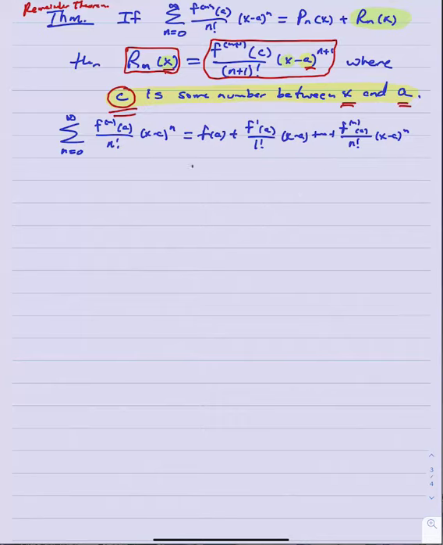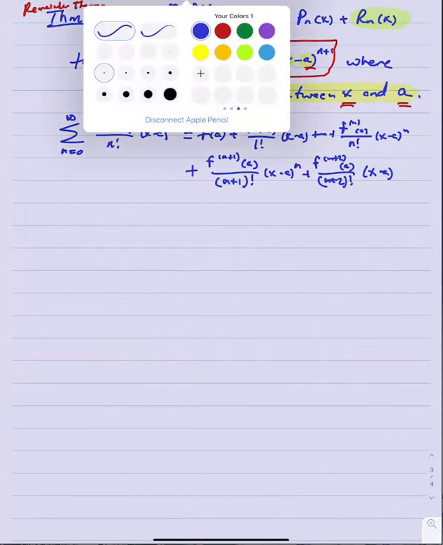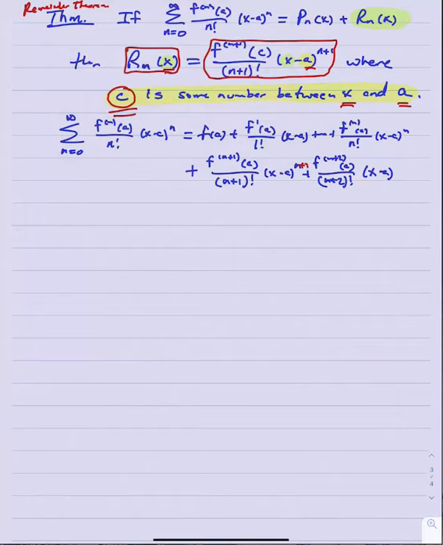Plus, okay, what would the next term in this series be? The very next term would be the n plus first derivative at a over n plus 1 factorial times x minus a to the n plus 1. And then we would continue that, and I'll just write one more, n plus second derivative at a over n plus 2 factorial times x minus a to the n plus 2, plus dot, dot, dot.